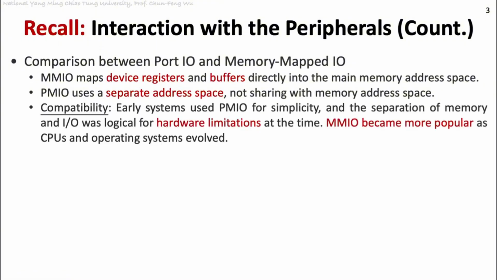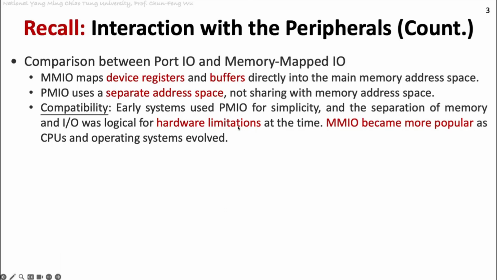Okay. So maybe you would be curious about why we need two different kinds of I/O. I mean, MMIO can do a much better job than port mapping I/O now, right? Because we have 64 bits of address space, so we don't really need port mapping I/O. But in terms of compatibility, early systems used PMIO for simplicity, and then we could save the memory address space here.